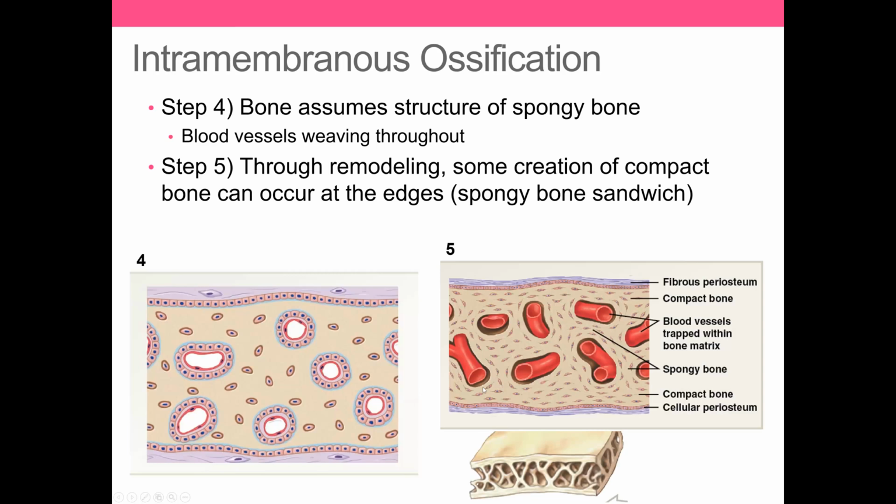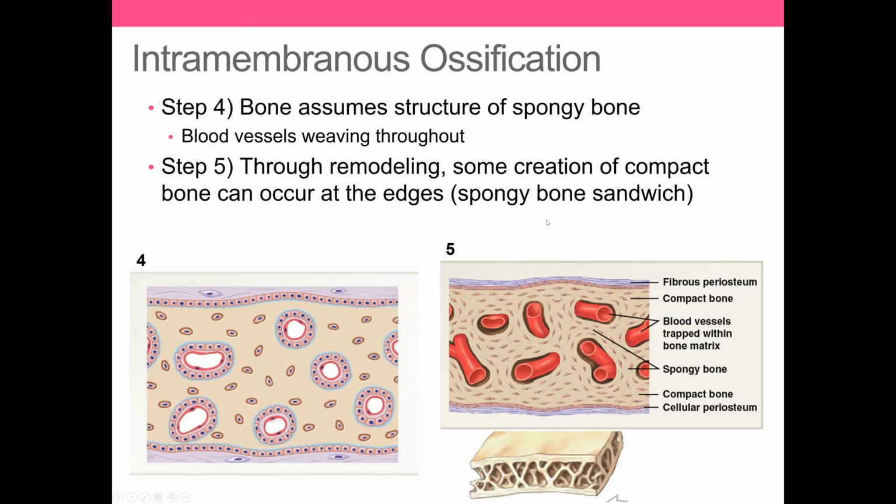Then through the remodeling process, which we're going to go over in more detail, but that's basically breaking the bone down and rebuilding it, you get compact bone at the edges. And so remember, these are flat bones that we're making in this case, and flat bones are like spongy bone sandwiches. Remember, they have a layer of compact bone at the top and bottom, and there's spongy bone in between. So all of the bones that are made by this process are flat bones.